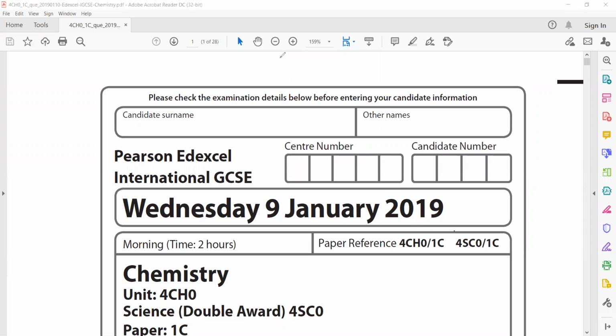Good evening, everyone. This is January 2019, paper 1C. In this session, I will discuss question 5 and 6.